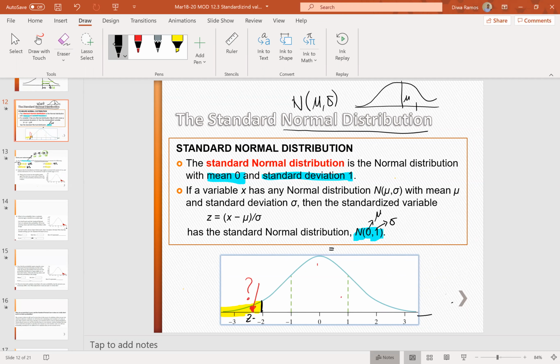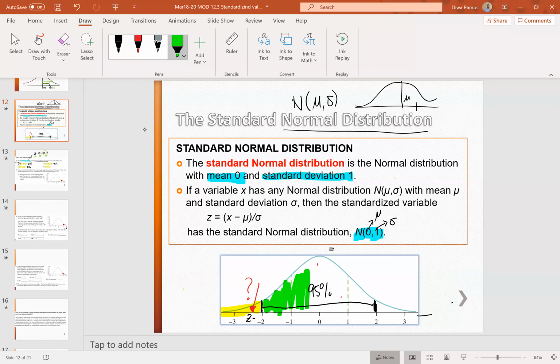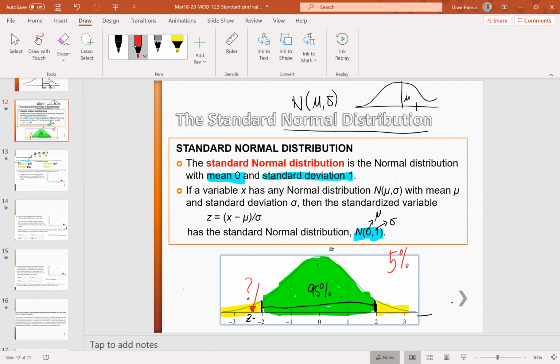So remember, I'll give you a clue. This is already 95% within 2 standard deviations. If this is the 95% that I'm coloring right now, how much percent is that little yellow tail? Because that is exactly the same amount of percentage here. 2.5? Yes, 2.5.